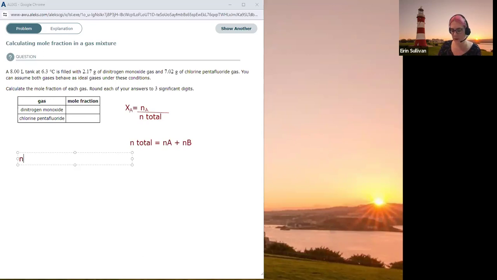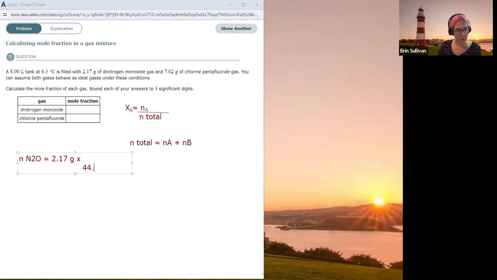So first thing we have to do is calculate the number of moles of our first gas, which is dinitrogen monoxide. So mass to moles, right? We can do that. So the molar mass of dinitrogen monoxide is 2 times 14.01 plus 15.9994 for the oxygen. So the molar mass is going to be 44.0123. So you're going to take that 2.17 grams, use the molar mass as a conversion factor.